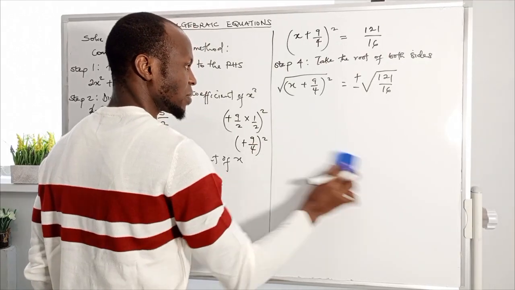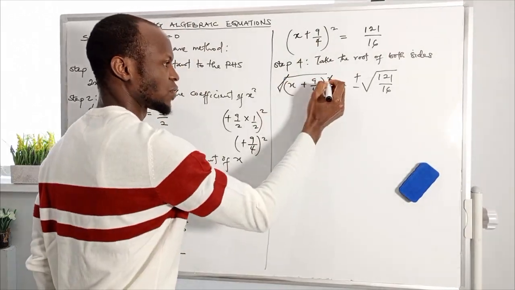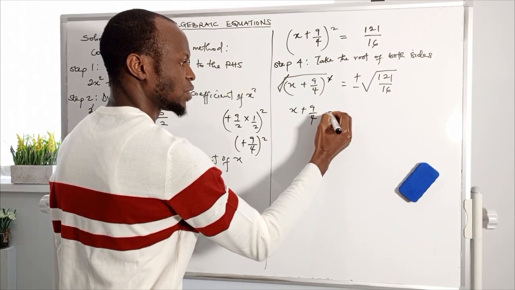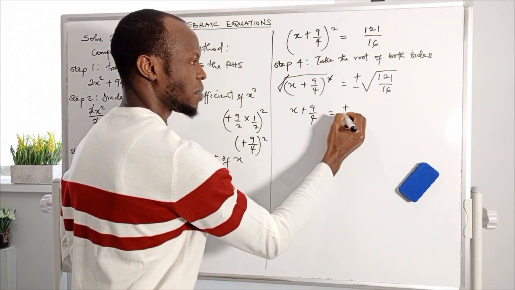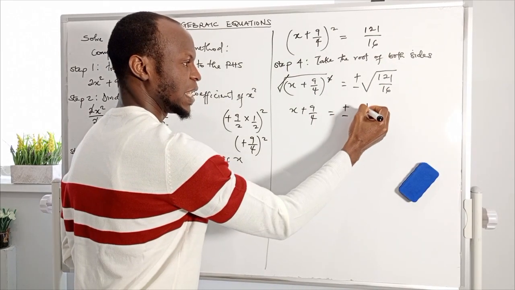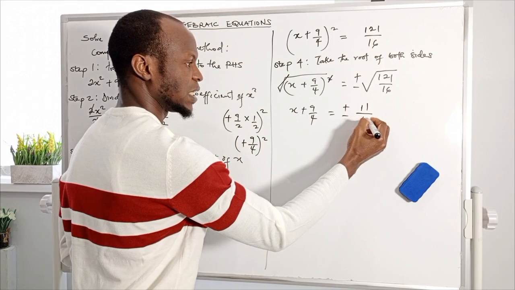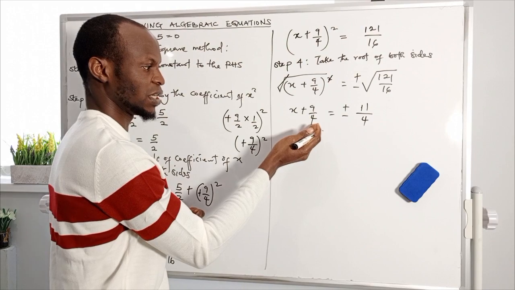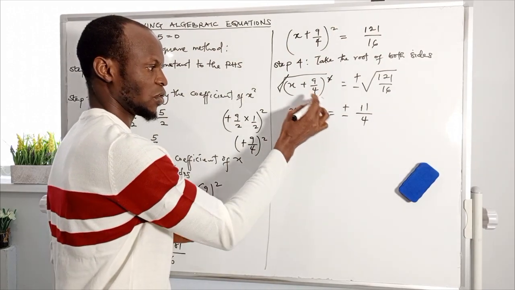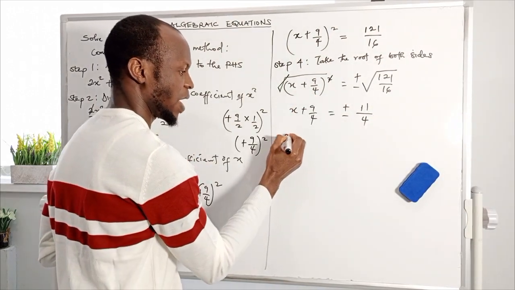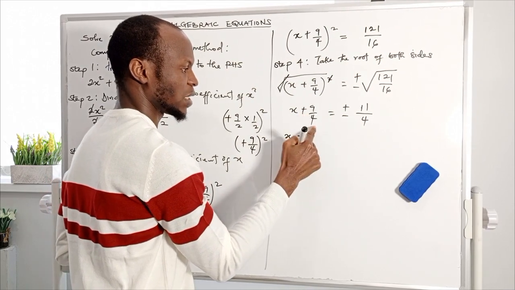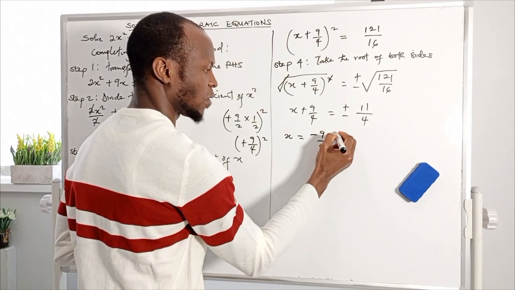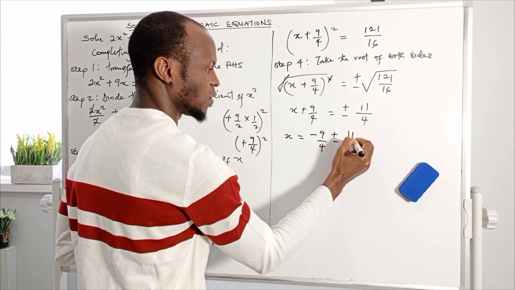Okay, so now this root will cancel this square, so we are left with x plus 9 over 4, which is equivalent to plus or minus square root of 121 is 11, square root of 16 is 4. Okay, now the next stage is to transfer this constant to your right hand side. So we have x equals, if plus 9 over 4 is coming to this side, we have minus 9 over 4 plus or minus 11 over 4.